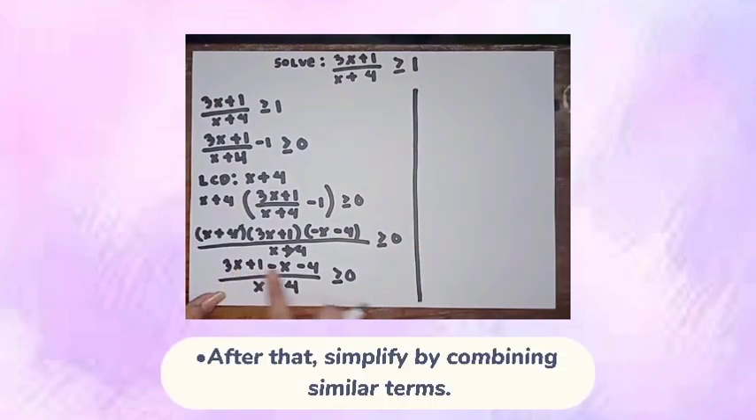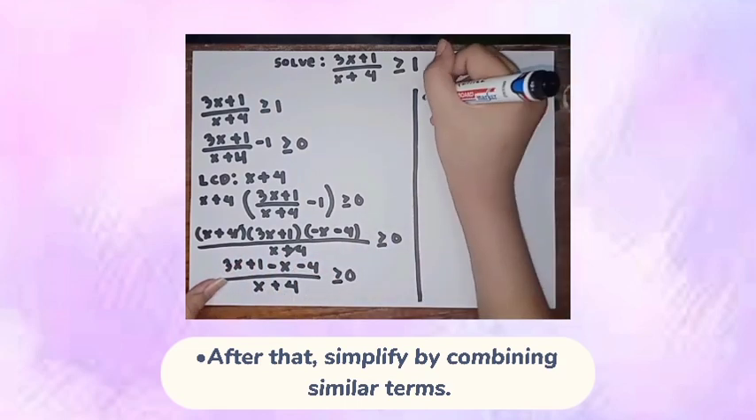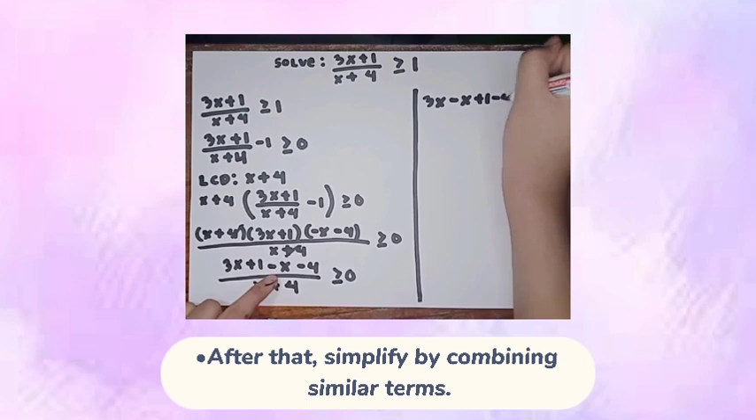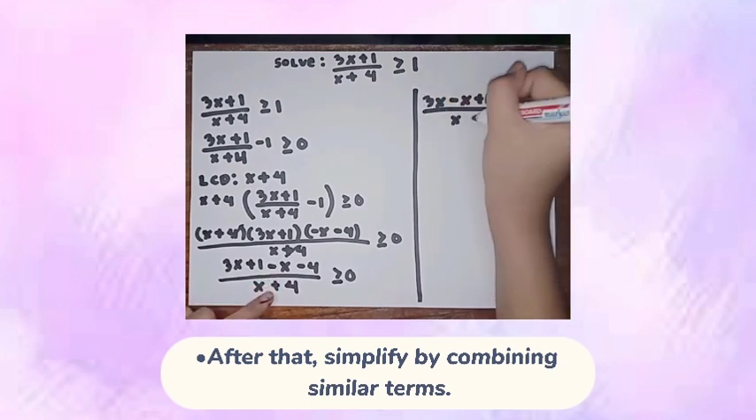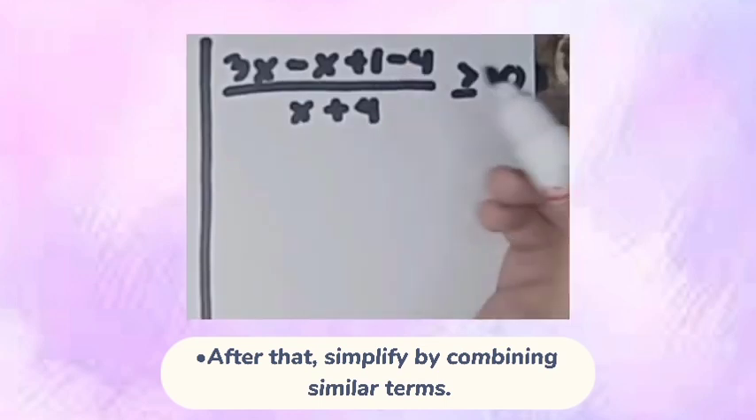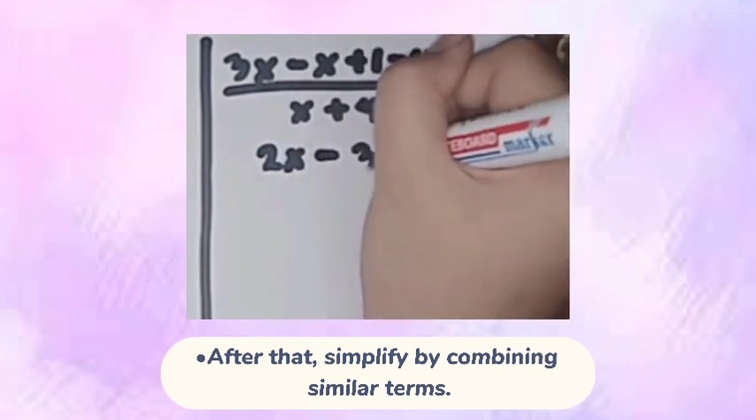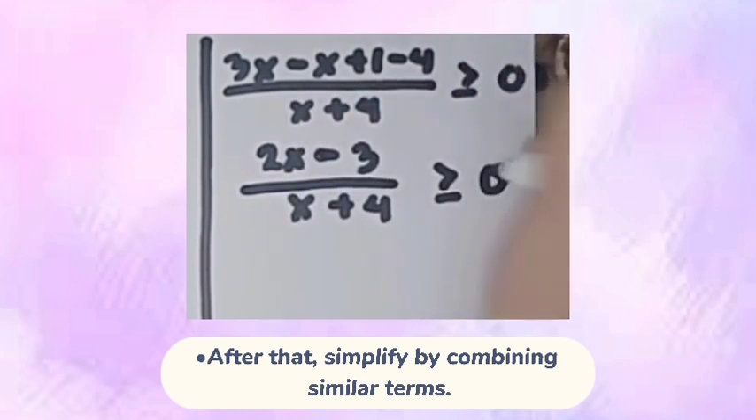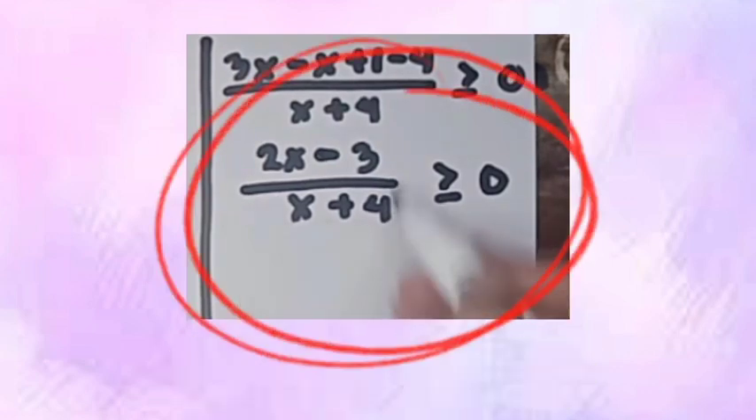After that, we are going to combine similar terms. So we have 3x minus x plus 1 minus 4 over x plus 4 greater than or equal to 0. So we have 2x minus 3 over x plus 4 greater than or equal to 0. On this side of the inequality, this is now our single fraction, and on the other side is 0.